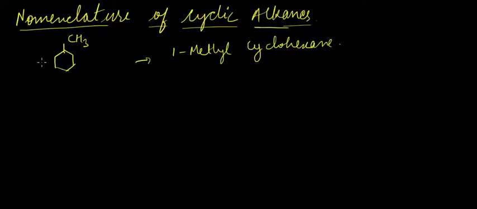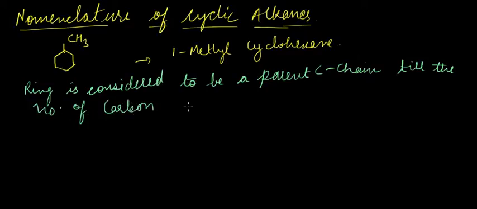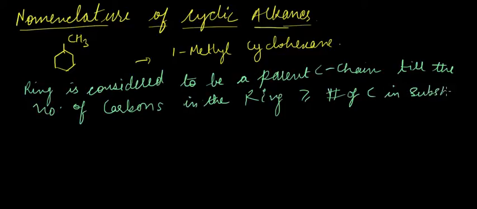So in this type of compounds, rings are considered to be a part of the parent carbon chain till the number of carbon atoms in the ring is greater than or equal to the substituents, right? So let me write this formally. Ring is considered to be a parent carbon chain till the number of carbons in the ring is greater than or equal to the number of carbons in the substituent or substituents.